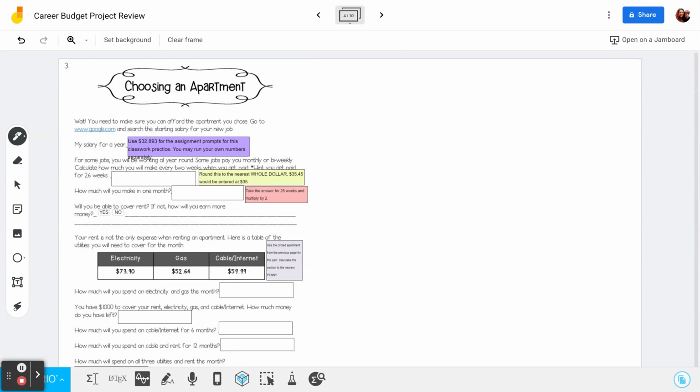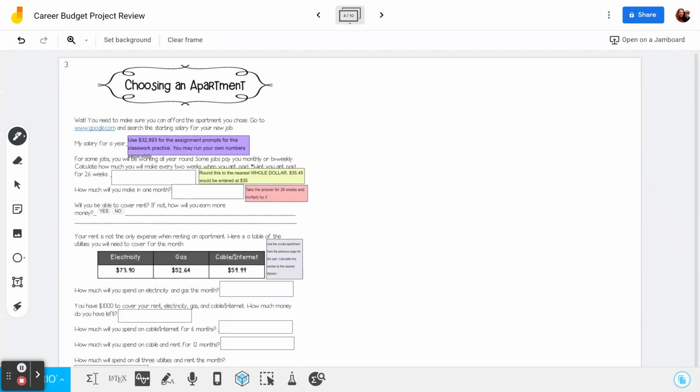When we get to this third page, we are looking for doing some calculations with your salary. So if you read these text boxes, it tells you that you're using $32,893 as your salary. And then you need to go through that. And we decided that we were going to round this to the nearest whole dollar. So you want to take 32,893 and you're going to divide by 26 because it tells you that you get 26 pays. When you round that to the nearest whole dollar, you're going to get $12.65.